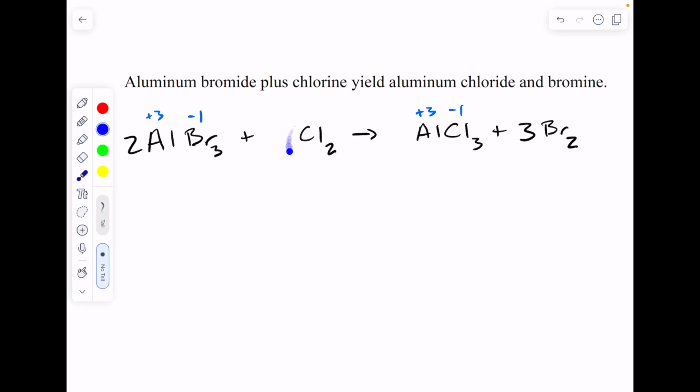There are 2 chlorines in the reactants and 3 chlorides in the products. Again, we can think of the lowest common multiple to get them to be the same. So in this case, it's 6. So we can have 3 chlorines in the reactants and 2 aluminum chlorides in the products, which gives us 6 chlorines. If we look at our aluminums, there are 2 aluminums in the reactants and 2 aluminums in the products. So this equation is balanced.